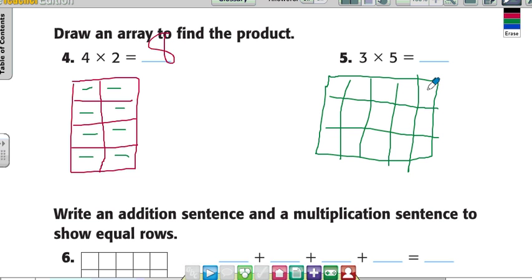So, how many tiles do I have altogether? 15. I could go 3 times 5, or what else can I do? Count all the tiles, huh? 1, 2, 3, 4, 5, 6, 7, 8, 9, 10, 11, 12, 13, 14, 15. Whew, that'll take forever if I keep doing that. Okay, 15 tiles.